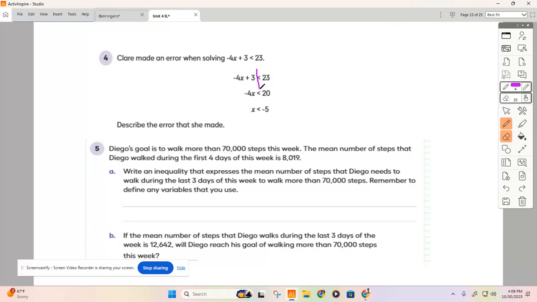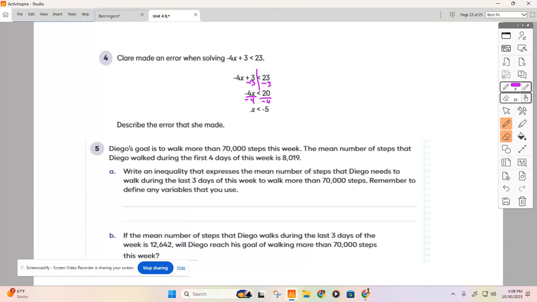The first thing we would do to get the x alone is get rid of this 3 by doing the opposite and subtracting 3 from both sides. She did that and she did it correctly. She's left with negative 4x is less than 20. The next thing she did was divide both sides by negative 4. So she got that x is less than negative 5.